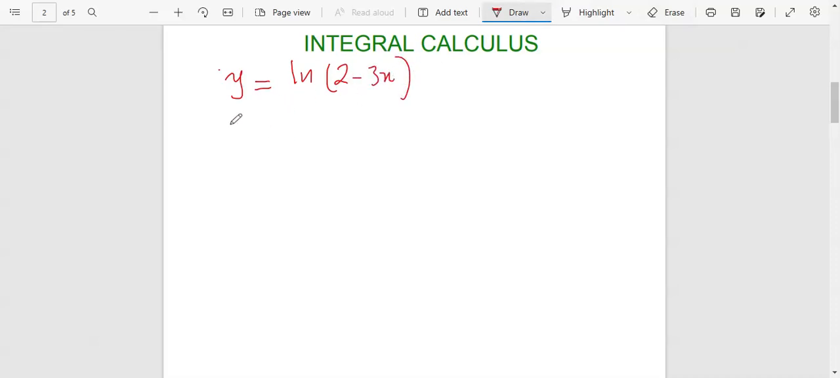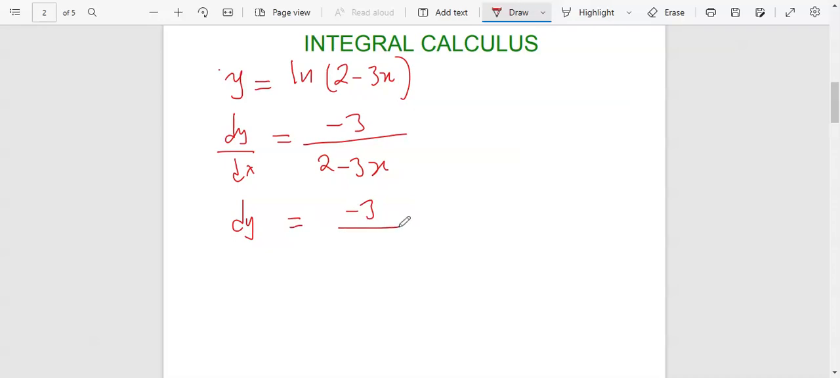So the derivative for this one, dy over dx, when you are differentiating natural logs, just get what is inside the brackets and differentiate. So the derivative of 2 minus 3x is negative 3. Divide by the same thing that you differentiated, 2 minus 3x. So this is how you differentiate natural log. The log will not appear in the derivative. So if I multiply both sides by dx, I'm going to have dy equal to negative 3 divided by 2 minus 3x. Okay, the dx comes here.